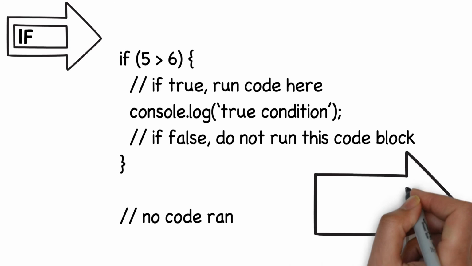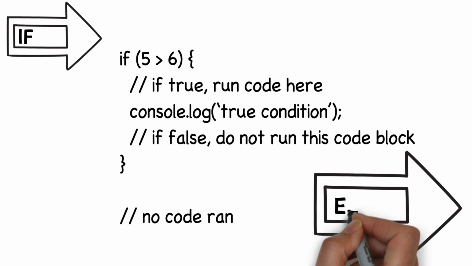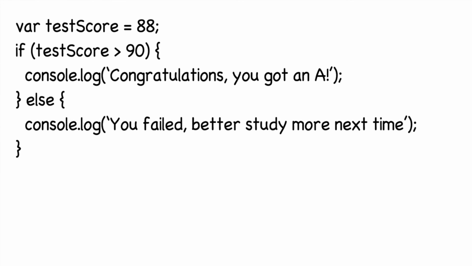The second form of the if statement introduces the else clause, which will be executed when the expression is false. What if you want several options to evaluate to true? Let's declare a variable called test score. We'll give it a value of 88. We'll then create an if-else statement. We have test score as an expression is greater than 90. We have a code block that says congratulations, you got an A. After that, we have an else statement, and we have a console log that says you failed, better study more next time.